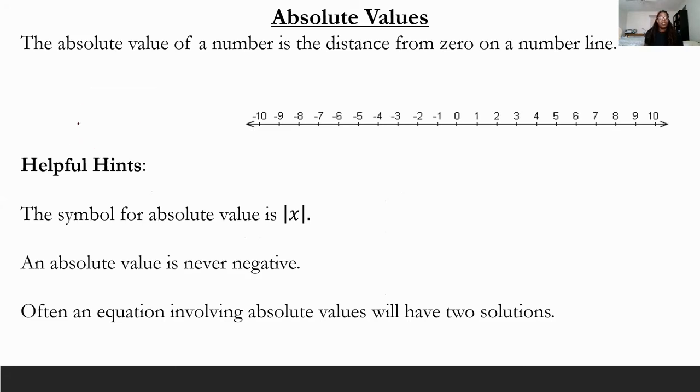So if I wanted to know what the absolute value of -4 is, I want to know how far away -4 is from 0. So if I go 1, 2, 3, 4, it's going to be 4 units away from 0. So yes, I went in the negative direction.